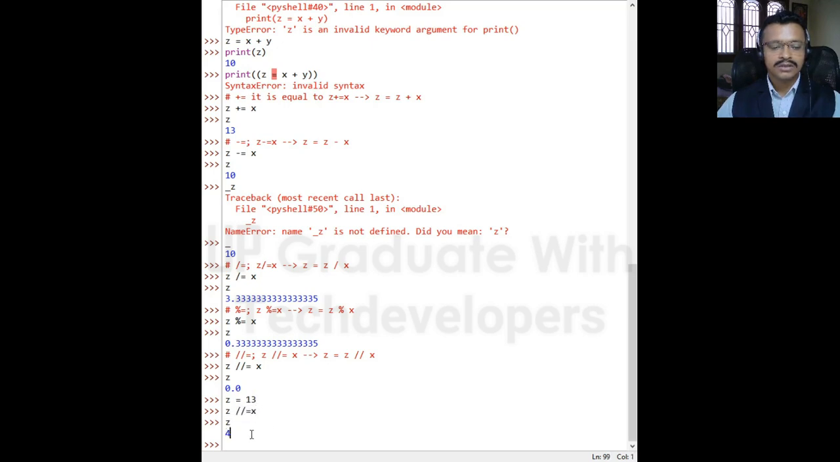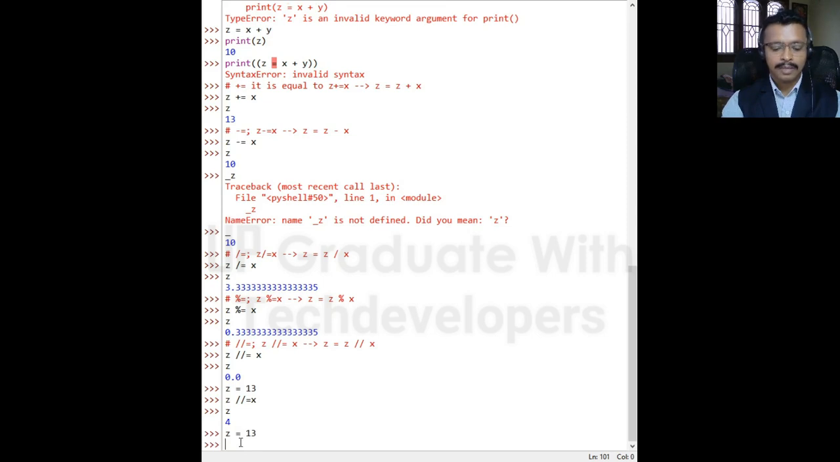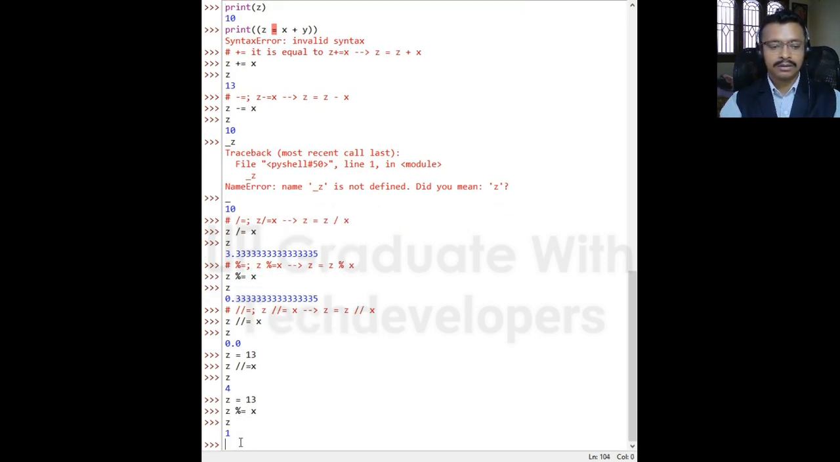So floor division results in the quotient value. So 3 4s are 12. So the remainder is 1. Let us check whether we got the remainder as 1 or not. Again by using g is equal to 13 and g %= x. Yes, we got 1 as the remainder.